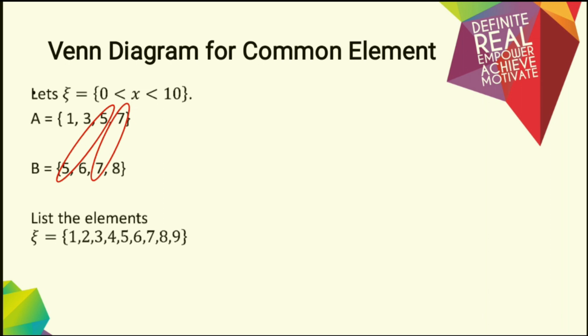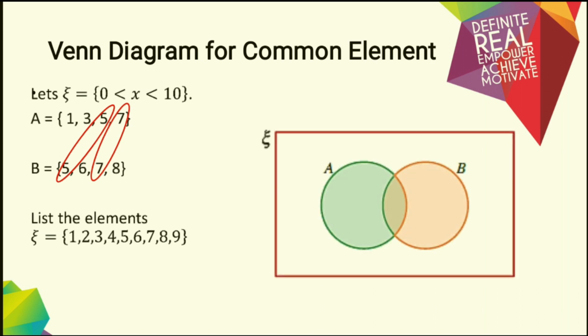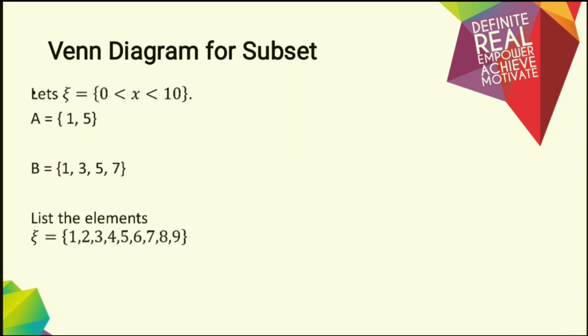As you can see, 5 and 7 are common elements between A and B because there's 5 and 7 in A, also there's 5 and 7 in B. So the diagram should be like this one. You put 5 and 7 in between A and B, which means 5 and 7 are elements of A and also elements of B. And then the rest of the elements of A there, and the rest of the elements of B there, and then the other elements in there.